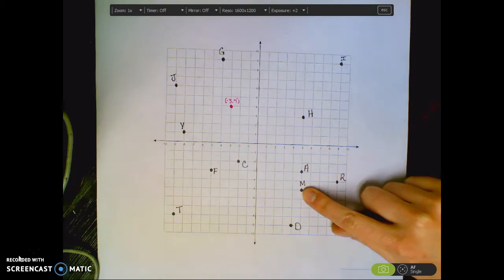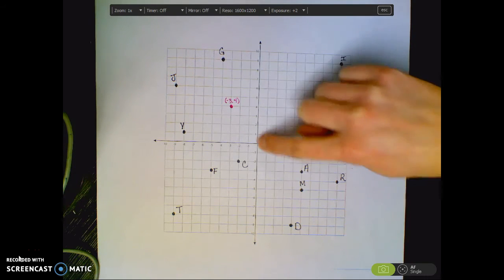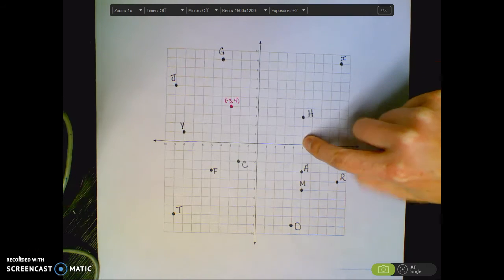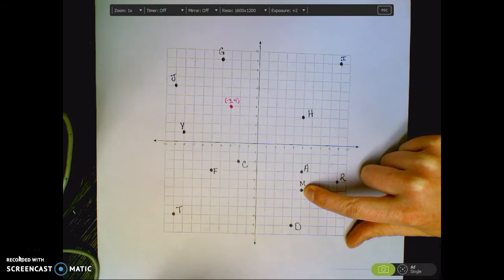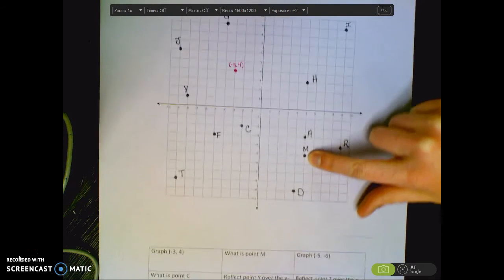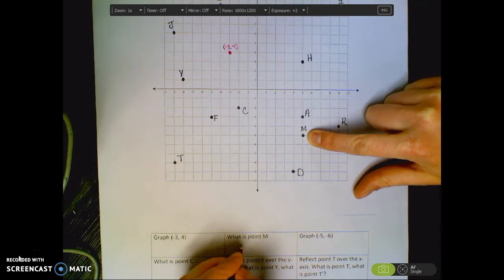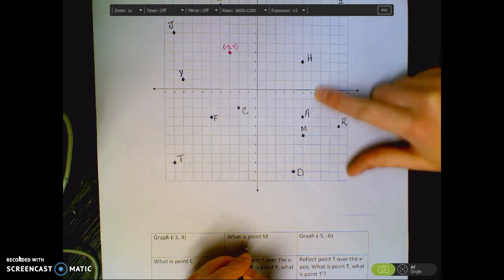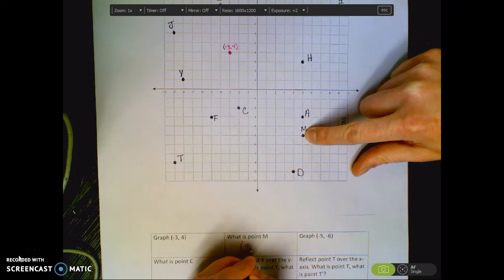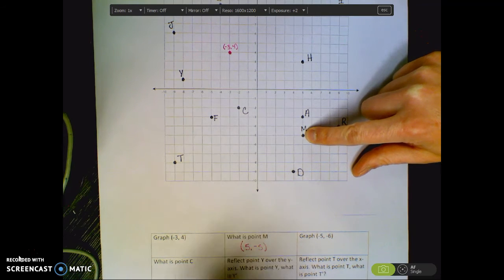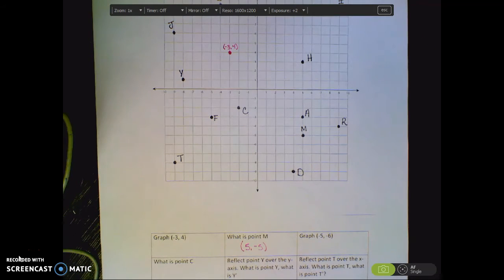The next one says, what is point M? So I'm going to look at point M, and now I need to find the coordinates of it. So I'm going to go my x first. So I went to 5, and then I went down to -5. So what's point M? Point M then is over on the x, 5, then -5. So (5, -5) is point M.